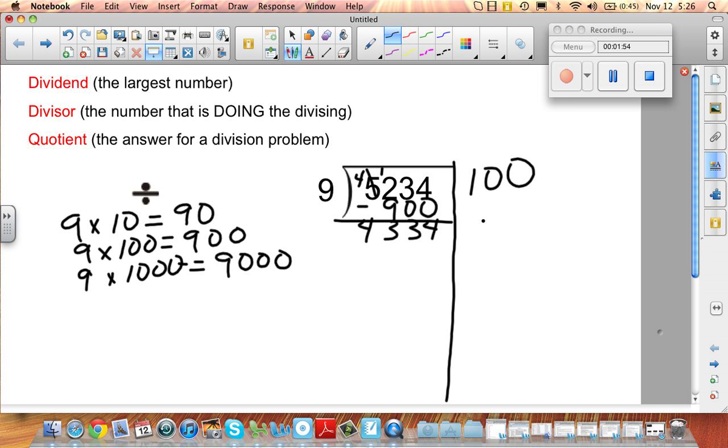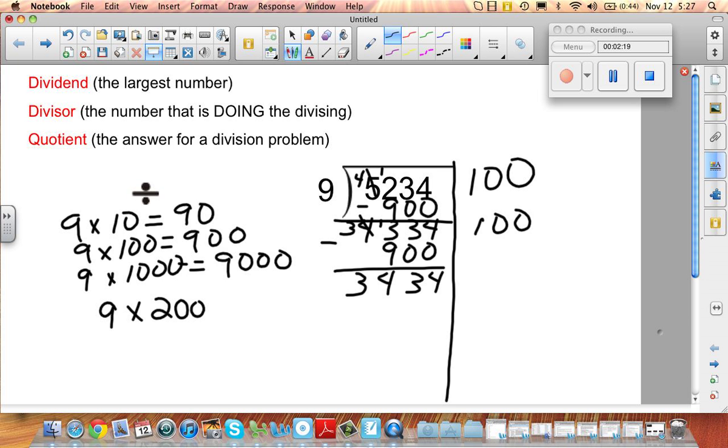How about another 100? I think it can go in another 100 times. 4 minus 0, 3 minus 0, 3 minus 9, 13 minus 9. Another 100 times? Does anybody have another idea? If 9 times 100 is 900, I wonder what 9 times 200 would be. And we know that it's really 9 times 2 is 18, 0, 0. 1,800. Should I try that?